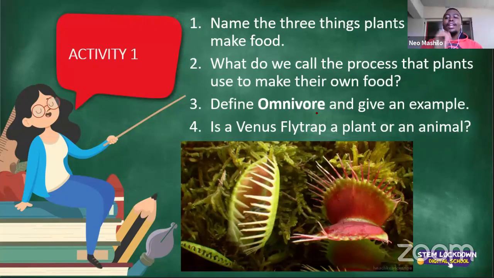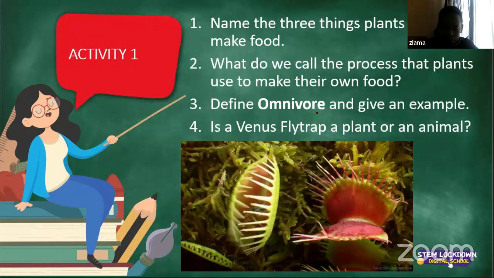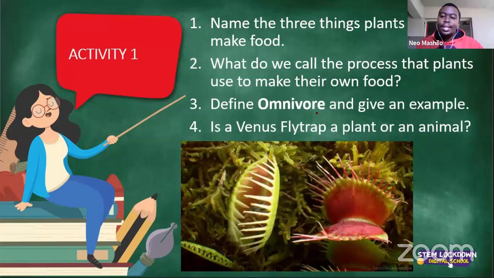Number 3, define omnivore. Define the word omnivore and give an example of an omnivore. Ziama? An omnivore is an animal that eats plants and meat. For an example, I would say humans. Perfect example. Yes, well done. So humans are omnivores because we eat both meat and plants.